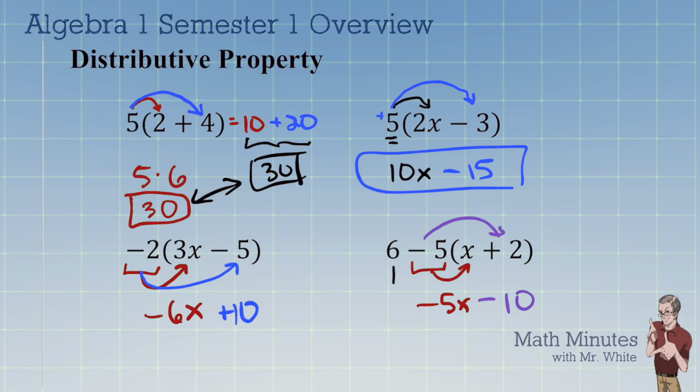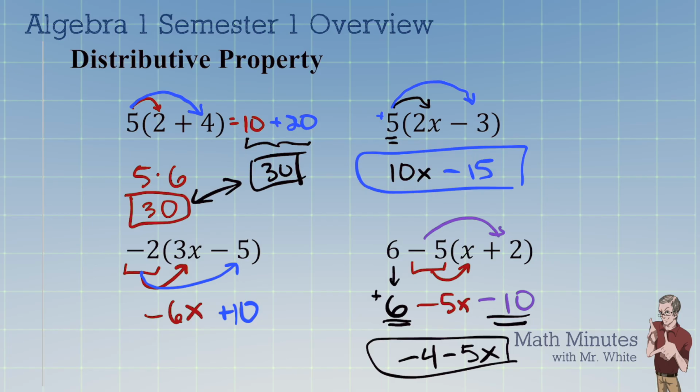Now, the number 6 is just chilling here for the step 2. So now we combine our like terms. We have a negative 10 and a positive 6. So who wins by how much? Because we're just combining them. The negatives win by 4, and then we have a negative 5x also in the problem. So that's one way to write it. Or you could write negative 5x minus 4.